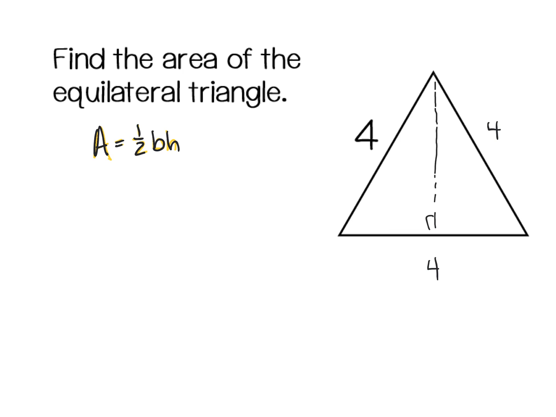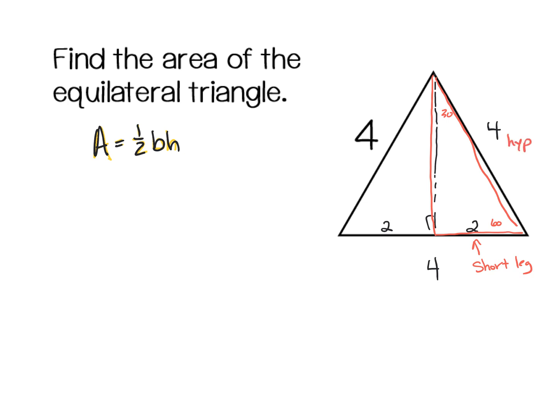Remember, the base there is being bisected by the altitude. So this is actually 2, and this part is actually 2. What we're going to focus on is this 30, 60, 90 triangle. Keep in mind, this is 30, this is 60. So this 2 here is actually the short leg. The 4 is my hypotenuse, which makes sense, right?